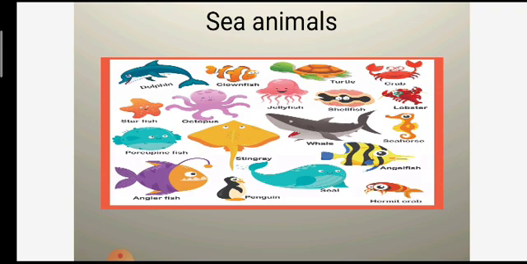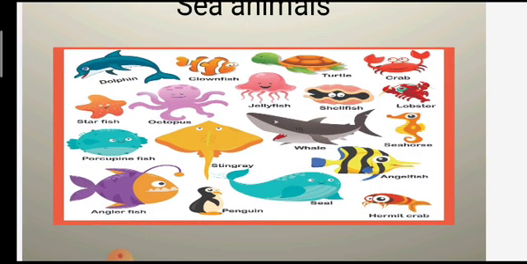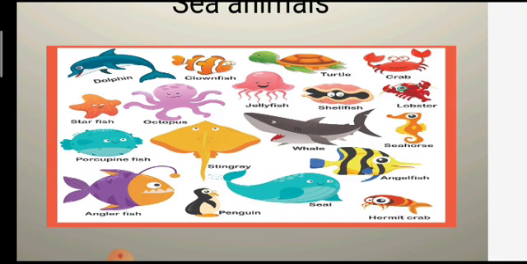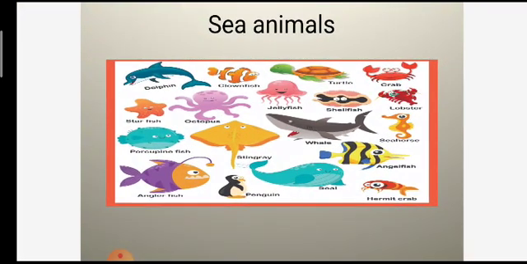You can see this picture with the names, students. See, dolphins, starfish, octopus, jellyfish, lobsters, seahorse, seal, penguins, turtle. These are all the animals which live in the sea.